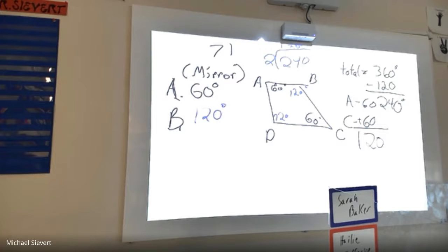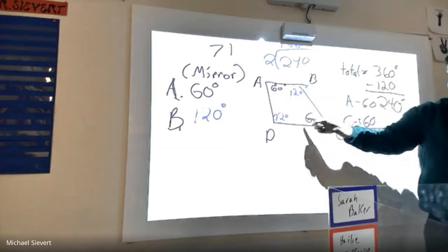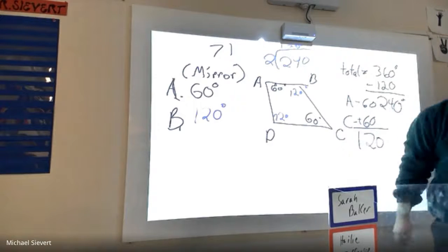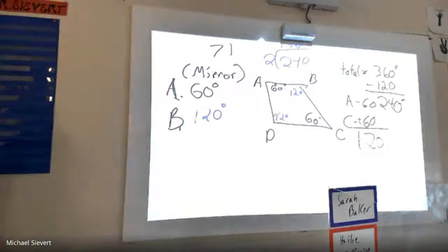Because we got B, you have to add 60 plus 60 plus 120 plus 120. So you have to add all 4 numbers inside the parallelogram. Add these numbers together, 60, 120, 120, 60, and you have to get 360. When you get 360, I want you to stand on your right toes. You're going to stand on your right foot, on your tippy toes.